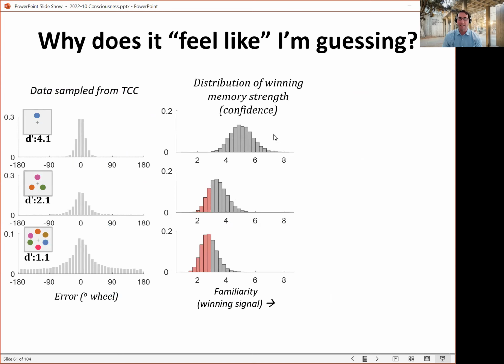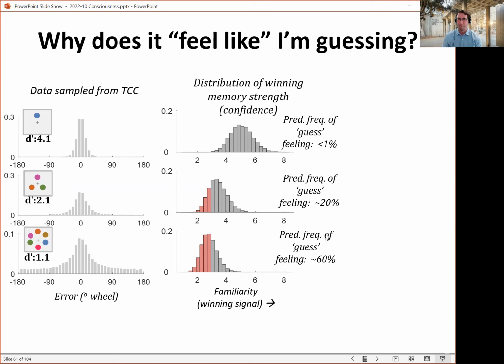And what you see is that at set size 1, you should basically never feel like you don't know. At set size 3, you should sometimes feel like you don't know, that you have a signal strength consistent with having seen nothing. And at set size 6, this should happen a lot. And we can just figure out mathematically, this is like a 1% feeling of guessing, a 20% feeling of guessing, and a 60% feeling of guessing.